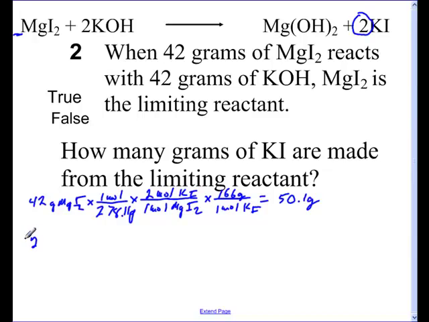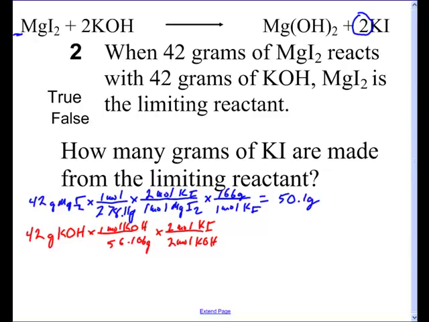So we've got 42 grams of potassium hydroxide. Again, grams of grams. The beauty of this is it's the same format every time. All right. 56.106 grams. Okay. The mole ratio is 2 moles of KOH to 2 moles KI. All right.